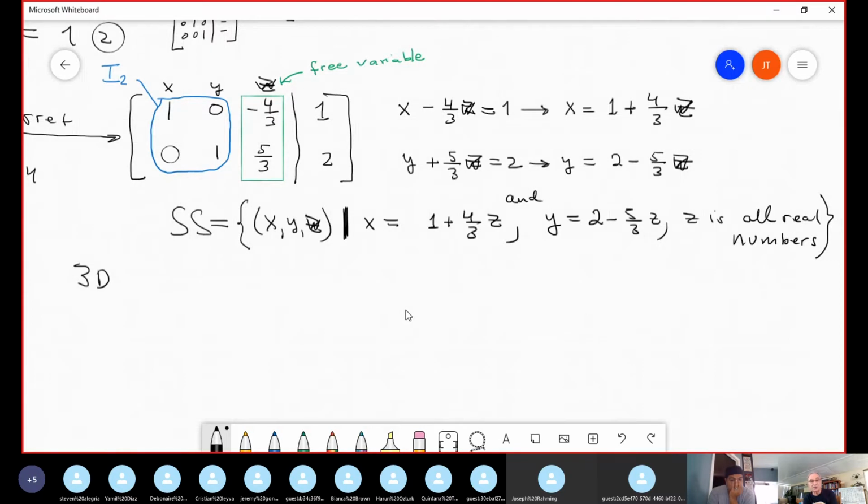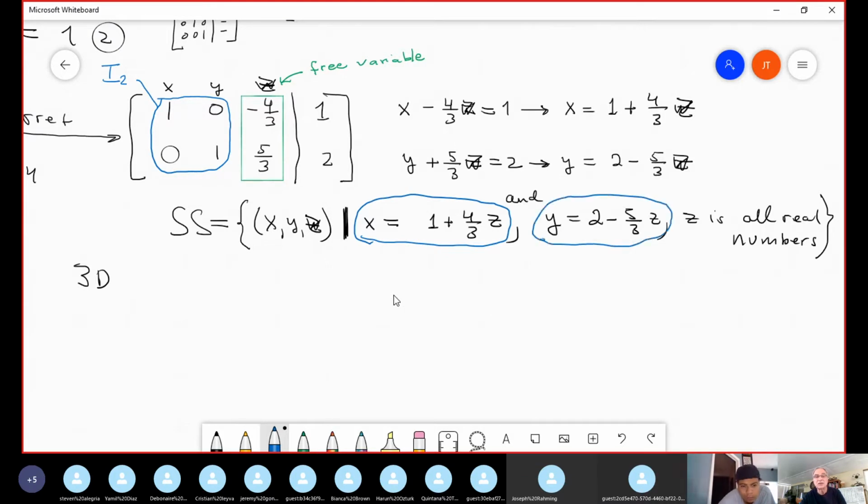In this case, the free variable is C. And you express the non-free variables, x and y, as a function of C, the free one. So C is free, an independent variable, any real number, but x and y are not. X and y are subject to this restriction, this equation and this equation. And these together represent a line.